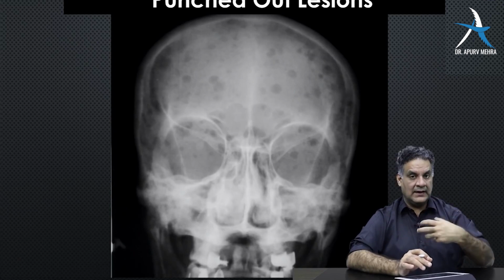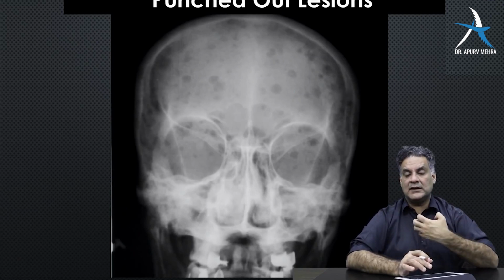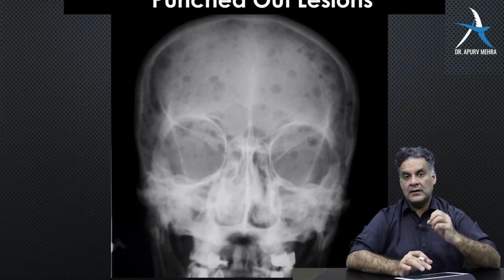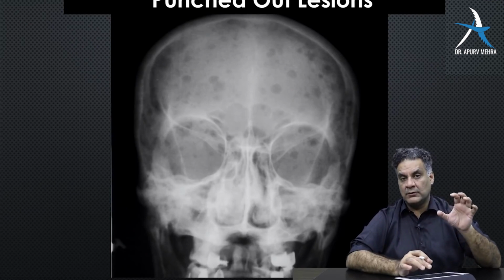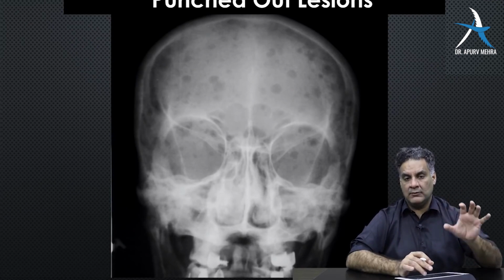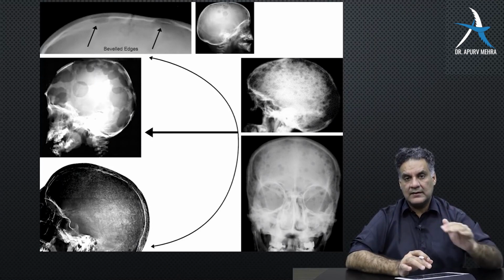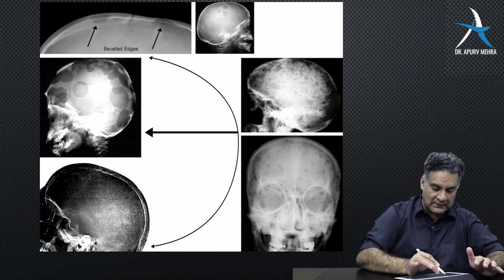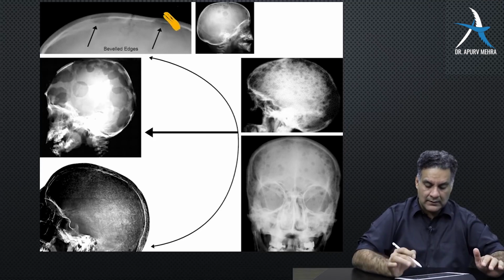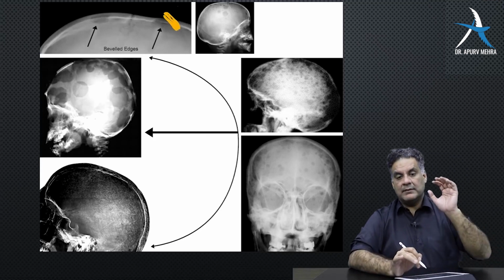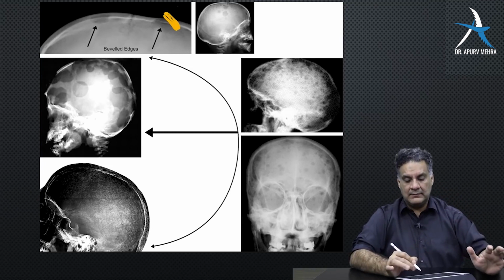Remember, skull lytic lesions are very common. Punched out lytic lesions in skull are characteristic of plasma cell destruction of the bone called multiple myeloma. These are the skulls. If you have beveled or sloping skull margins, it's called eosinophilic granuloma. When you have punched out lytic lesions, it's seen in multiple myeloma.